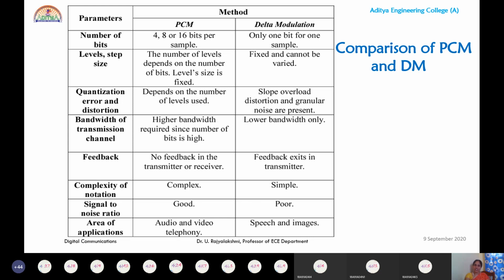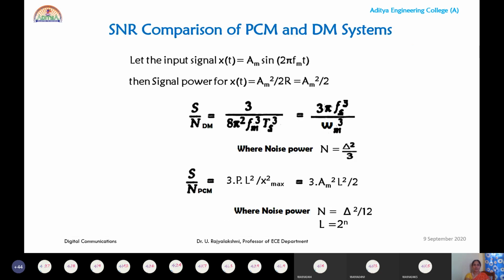Now this is about the comparison of PCM and DM, and let us go through the noise analysis. So this is the SNR comparison. Already we derived the SNR of delta modulation and the SNR of PCM, and we considered the input signal x of t as Am sine 2 pi fm t. For that input signal, the signal power is Am square by 2R, and if we normalize the signal, then it will be Am square by 2.